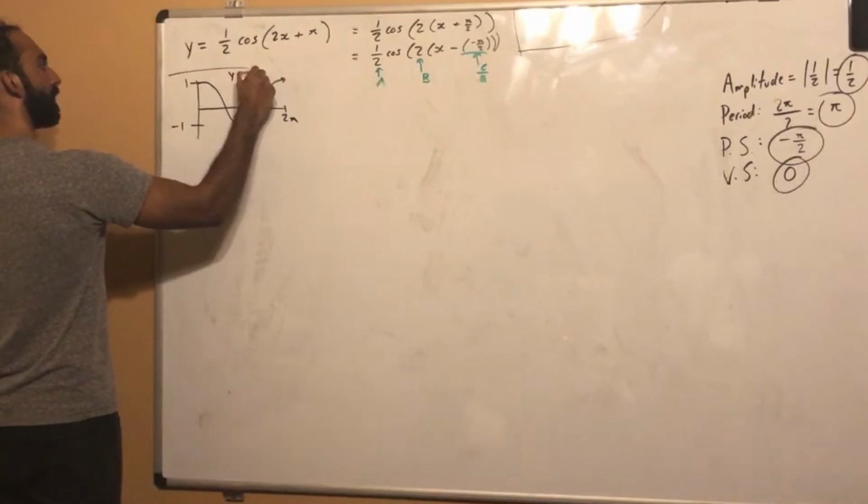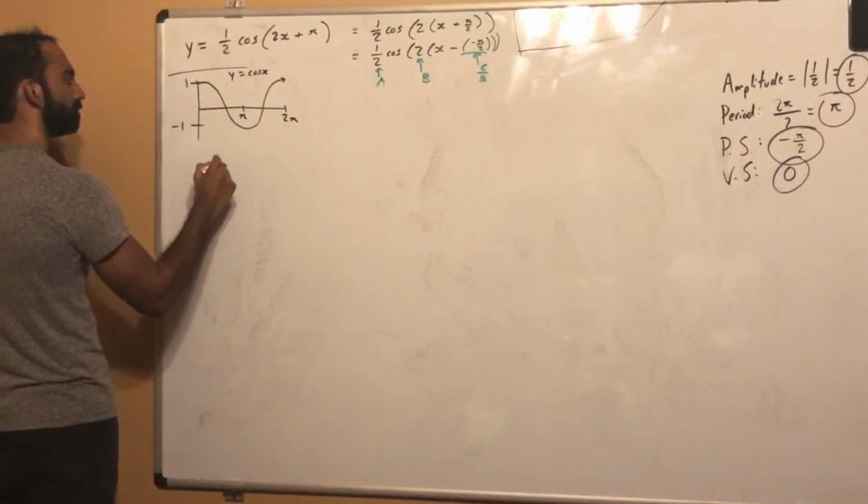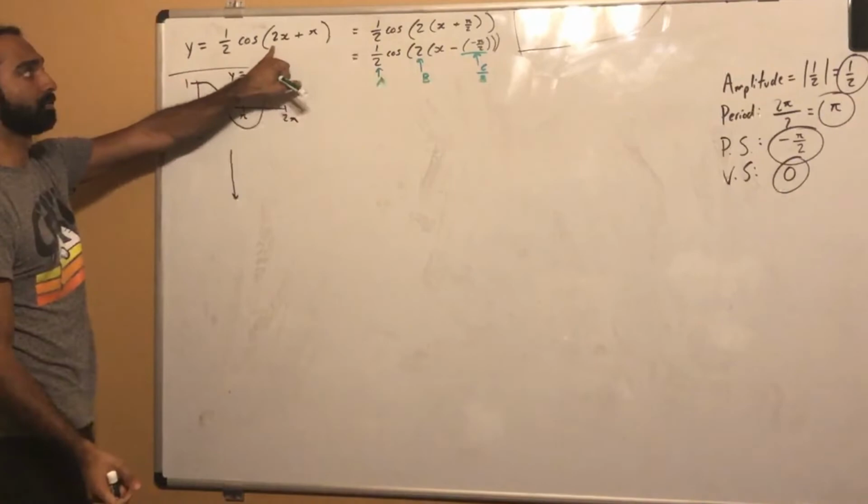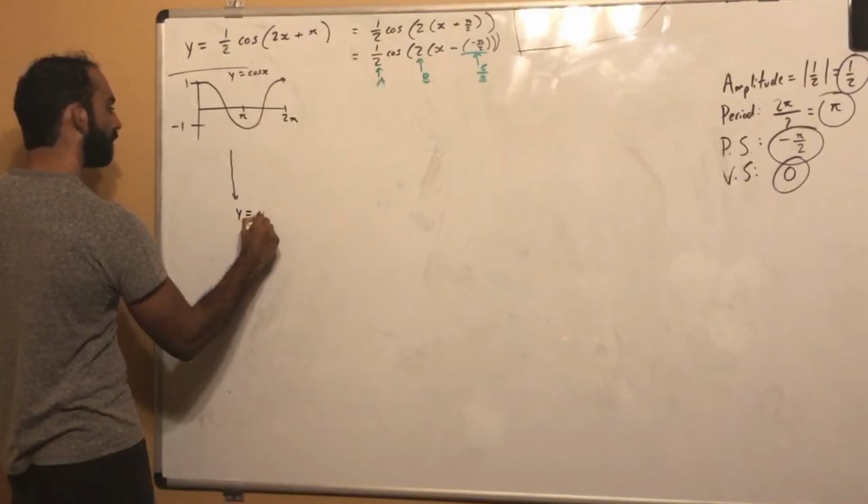What's the first thing I want to do? What's my first transformation? Horizontal compression? Yes. First stuff is always the horizontal stuff, and the first of the horizontal stuff is your horizontal compression. So for compression, you always look at the B value. So I want to look at y equals cosine of b times x, like so.